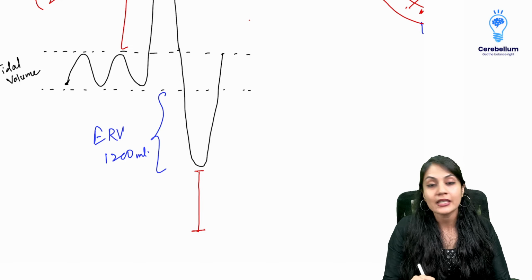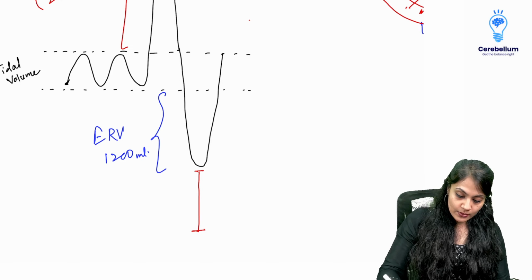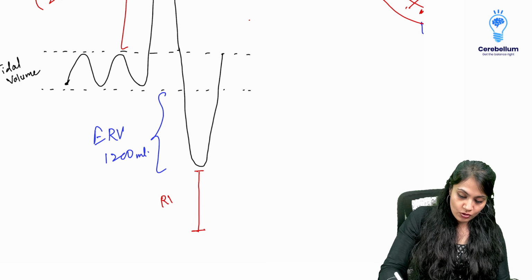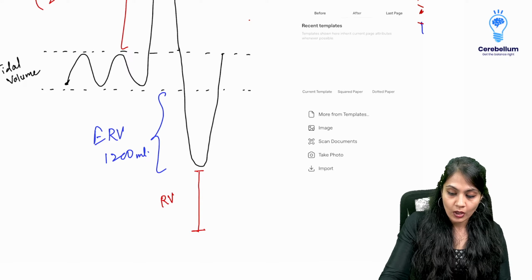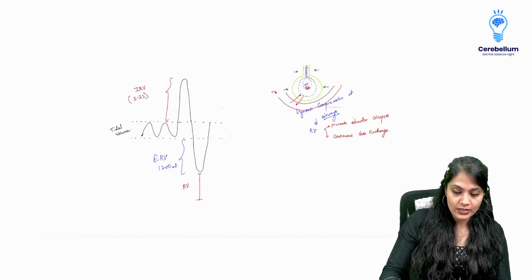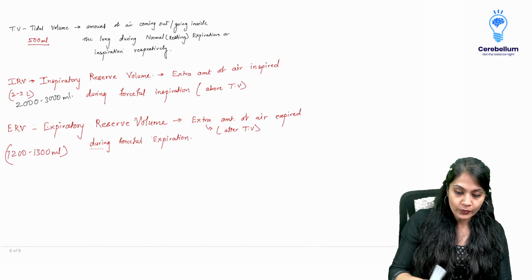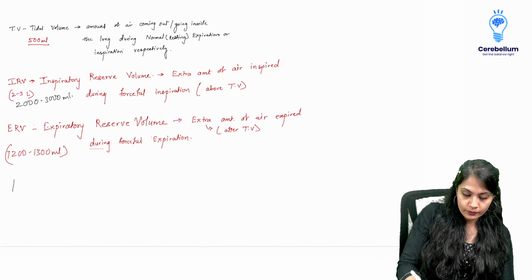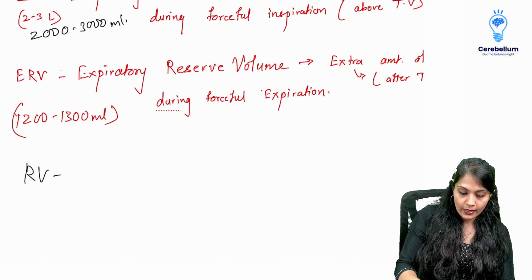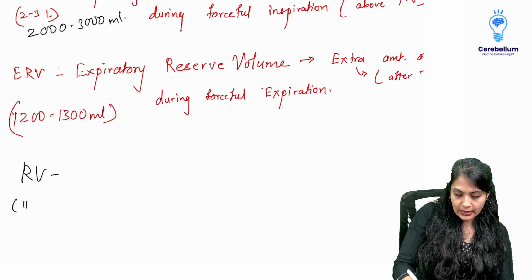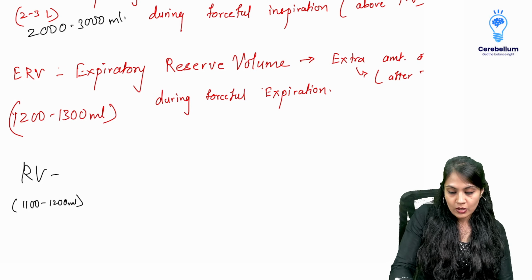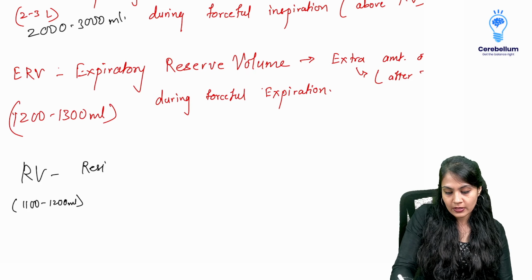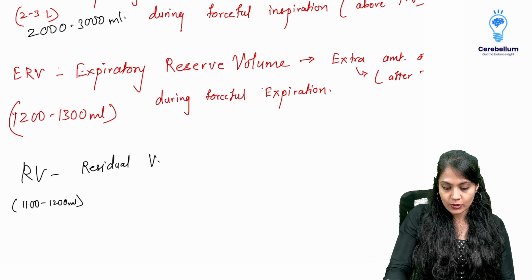I'll not be having the graph onto it, right? So please remember, there will be no graph. That's why I'm just drawing a single line. That is nothing but the residual volume. So let's write the residual volume. What is residual volume and how much is it? It is usually 1100 to 1200 ml, right? So this is nothing but the residual volume.